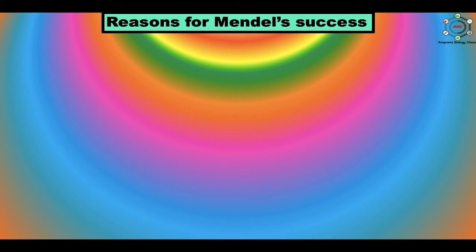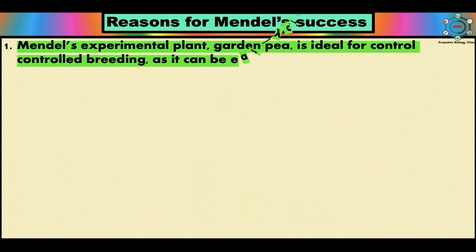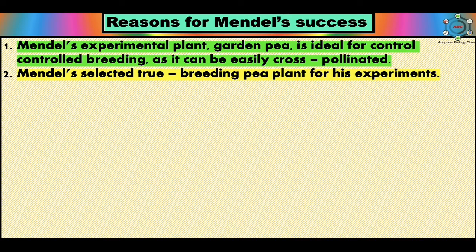Now, the reasons for Mendel's success. Many plant and animal hybridists had conducted experiments before Mendel, but they failed to arrive at clear-cut rules of heredity due mainly to not keeping precise records of the offspring produced by various crosses. So, Mendel succeeded in formulating the basic principles of heredity due to the following reasons, in which the first one is that Mendel's experimental plant, the garden pea, is ideal for controlled breeding and can be easily cross-pollinated.